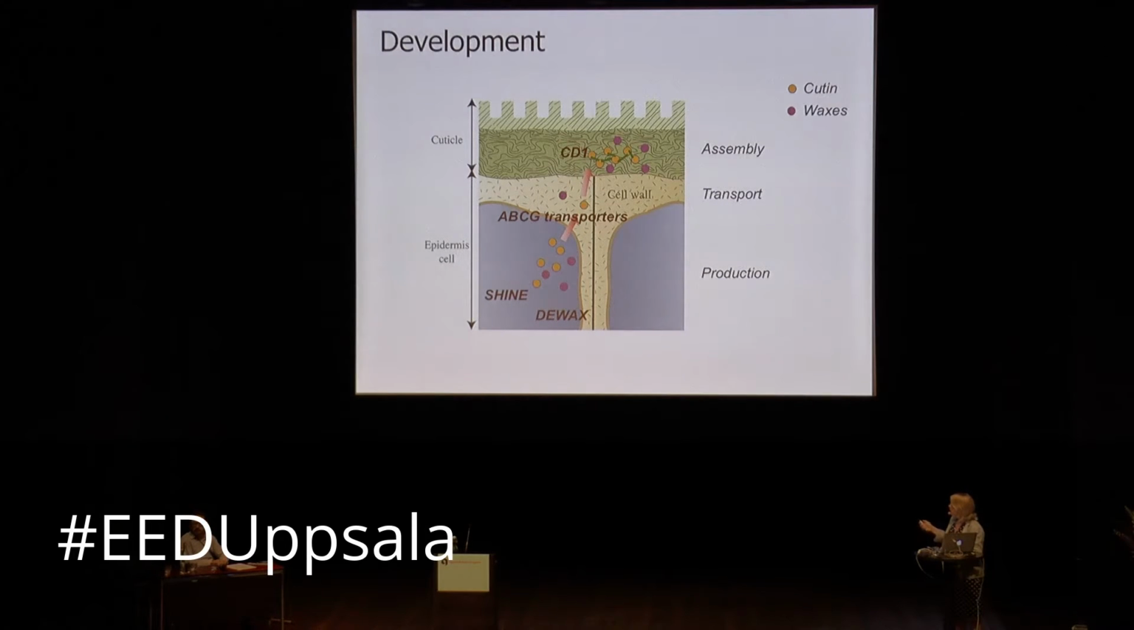To make things a bit more complicated, there's a second set of monomers that can be involved, wax monomers, my pink blobs, and these are activated again by a similar set of transcription factors, the DWAX proteins, again activating the enzymes, making the monomers, they're transported and incorporated in the cutin out on the cell surface.